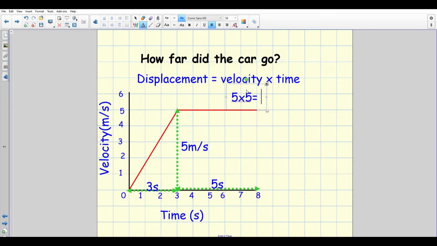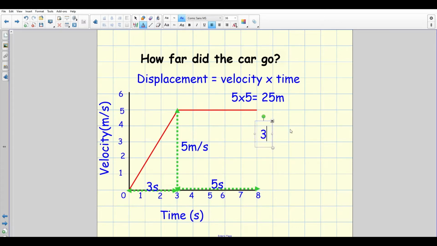So that'll be 25 meters. Now because that's a rectangle, it's length times width. Now with a triangle, if I did 3 meters per second times 5 seconds, I'd actually be working out the area of this rectangle here, so from there all the way down there. Now you can see it's half of that, which works with the equation to find the area of a triangle as being half times base times height.